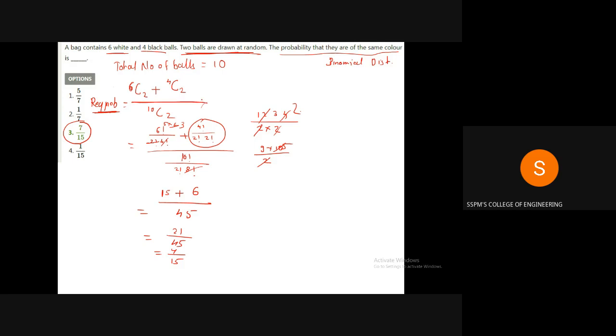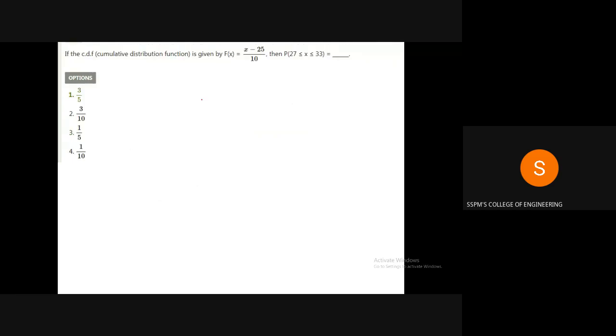Okay, next question is, if the cumulative distribution function is given by f of x is equal to this, we have to find the value of the probability of 27 less than or equal to x less than or equal to 33. Again, see here this f of x is given. For f of x it is given, so we have to find the value of probability of 27 less than or equal to x less than or equal to 33.